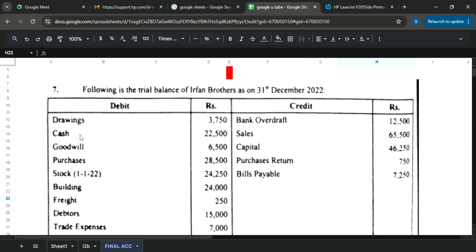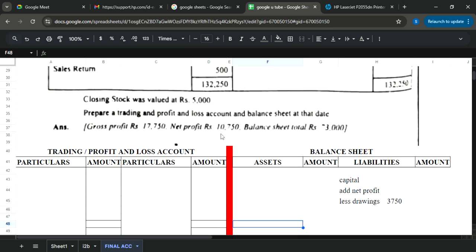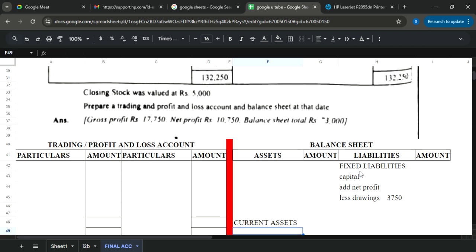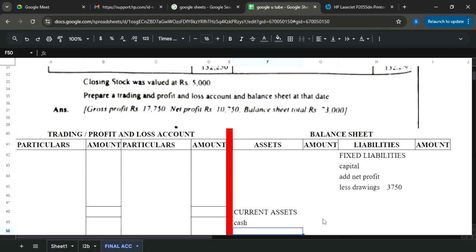Next is cash. Cash is your asset, 22,500. Here we are going to make our portion of current assets. This portion is for fixed liabilities. In current assets, we are going to put cash. The amount of cash was 22,500. Post 22,500 in front of cash.